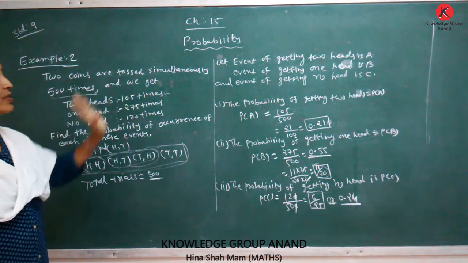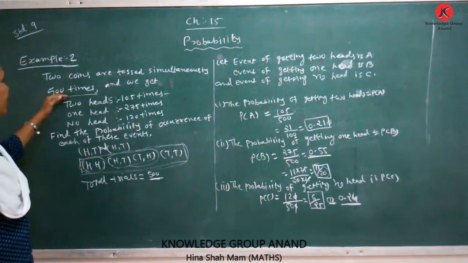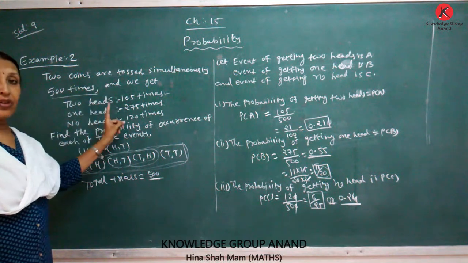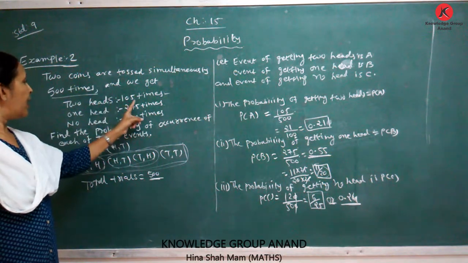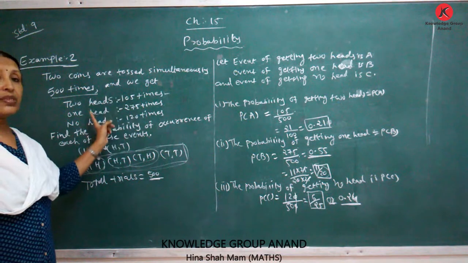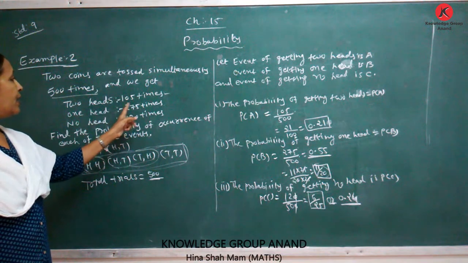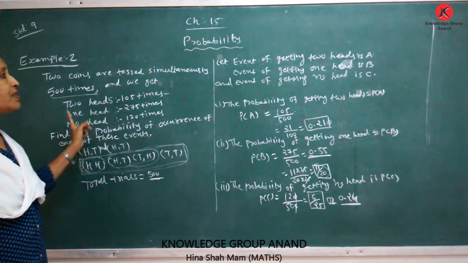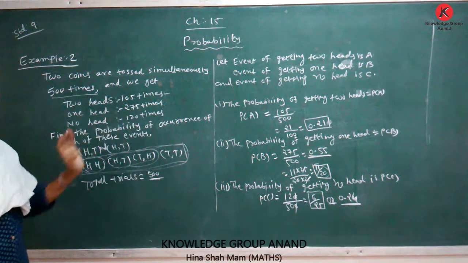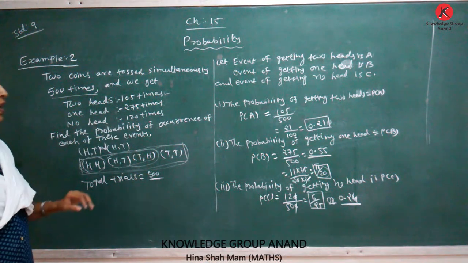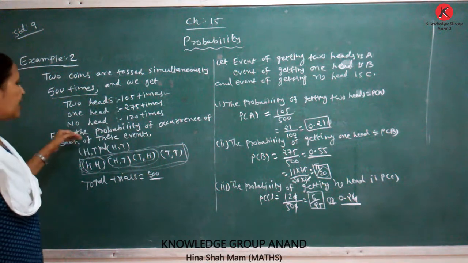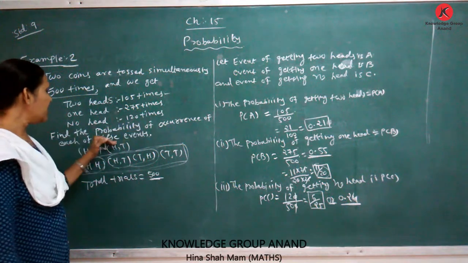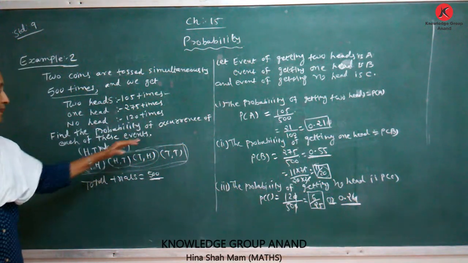2 coins are tossed simultaneously 500 times, and we get 2 heads 105 times, 1 head 275 times, and no head 120 times. Find the probability of occurrence of each of these events.